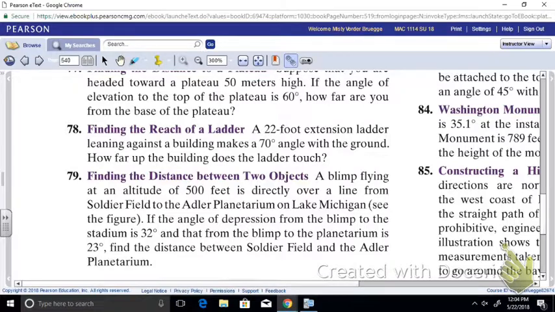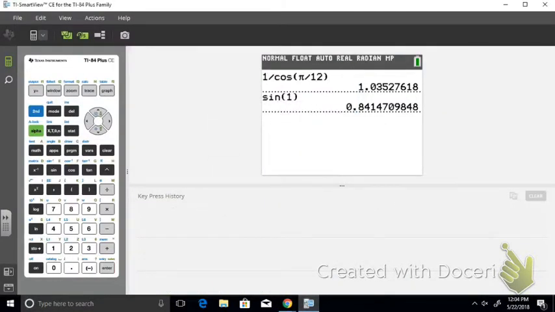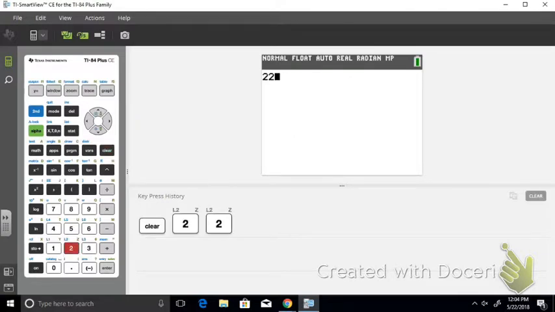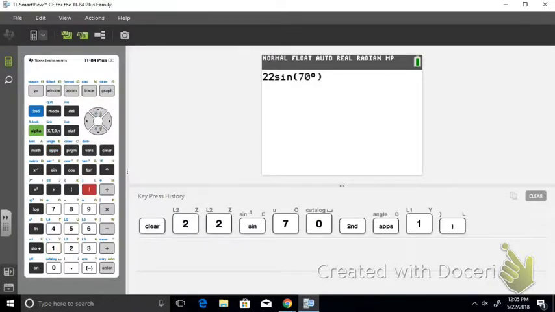Now remember, I'm in radians, correct? So what I'm going to do, I'm going to do 22. I'm going to hit sine. I'm going to hit 70, and I'm going to hit second angle, and then I'm going to put in the degree. Now, why am I doing that? Because I'm currently in radians. The other thing you could have done is just gone to your mode real quickly and switched over to degrees, okay? And that's fine as well. So 20 point what? 67.